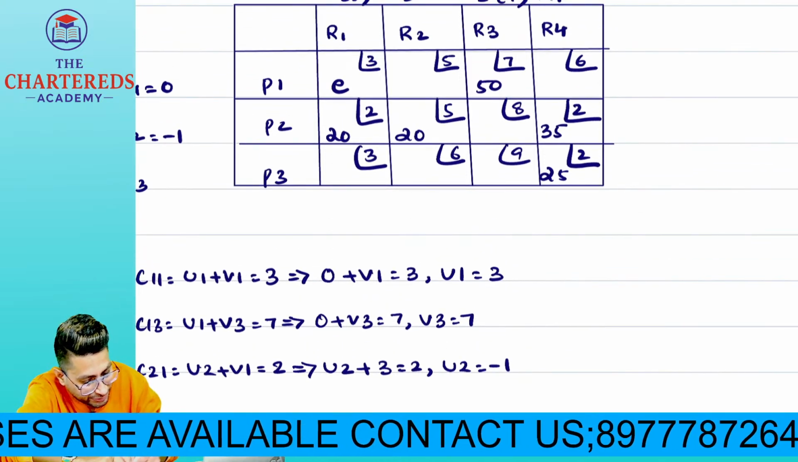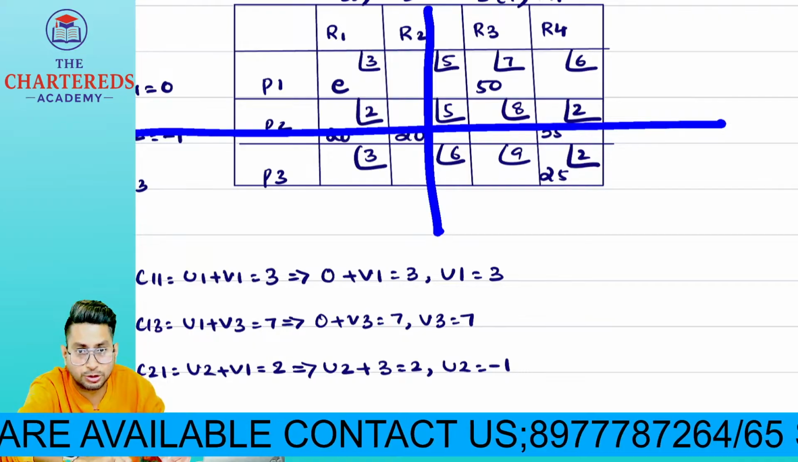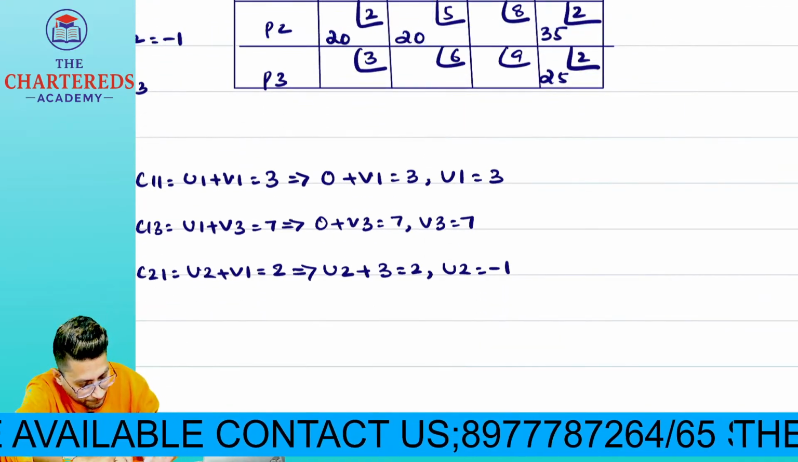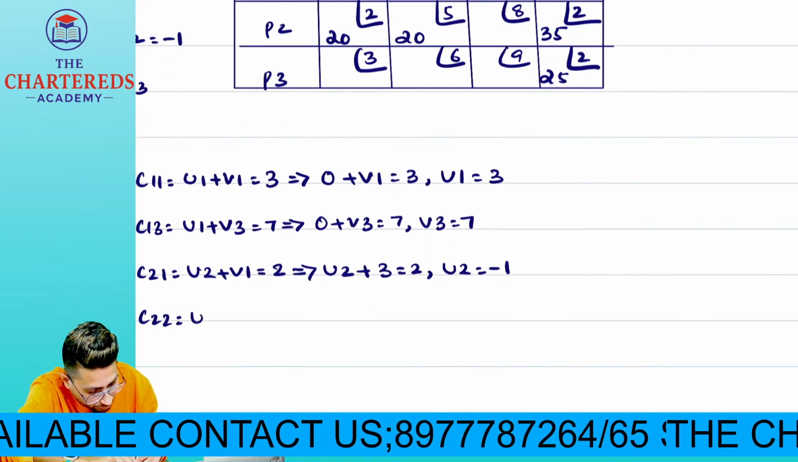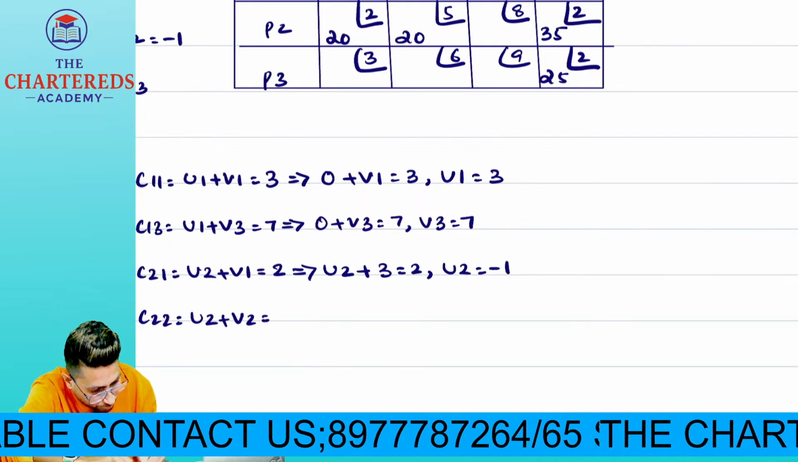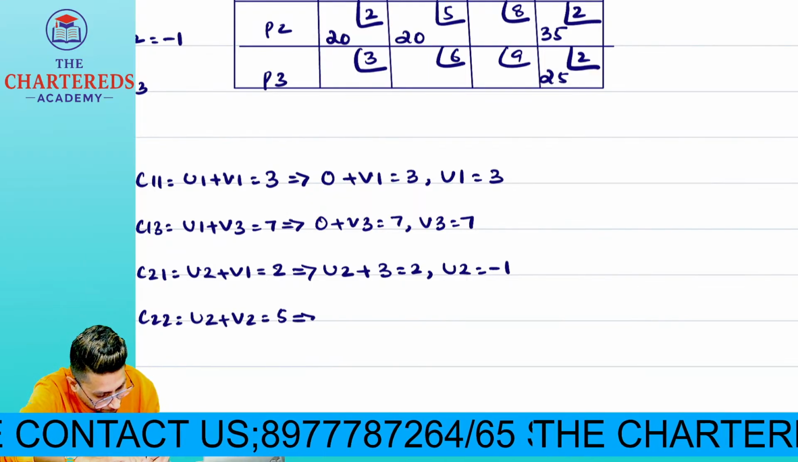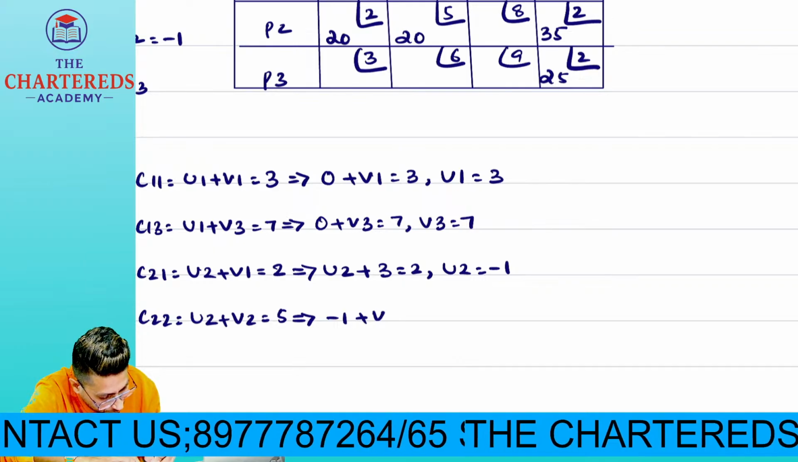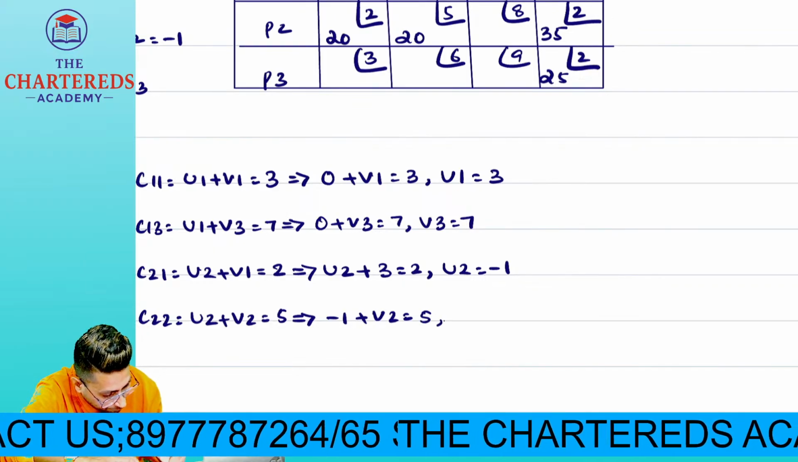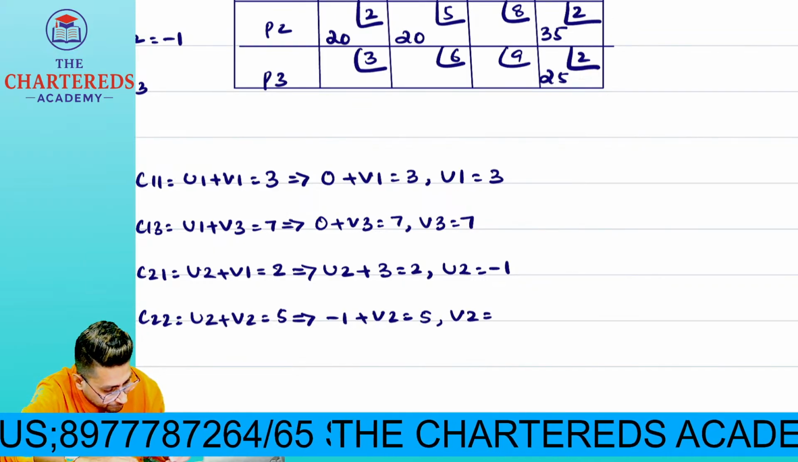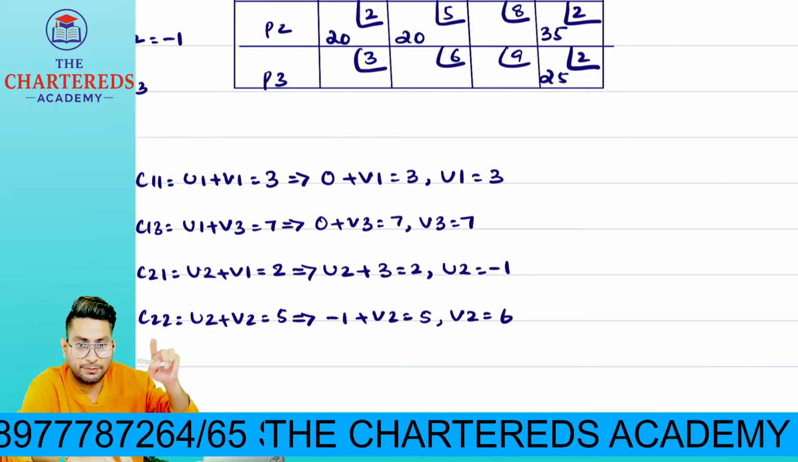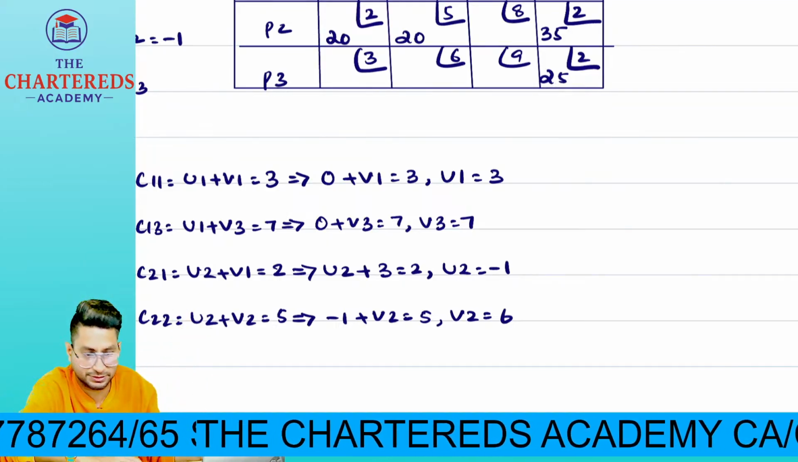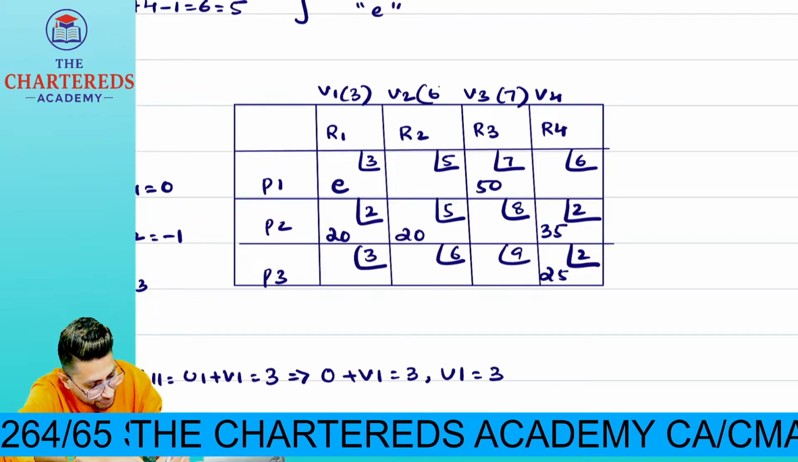Next allocated cell is C22. C22 is equal to U2 plus V2 equals 5. U2 is minus 1, V2 I don't know, equals 5. Then V2 will be 6. 5 minus of minus 1 will become 6. So here it will be number 6.